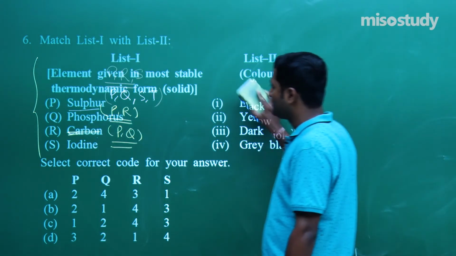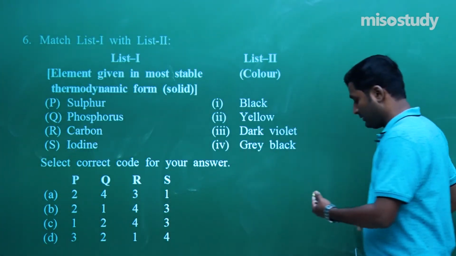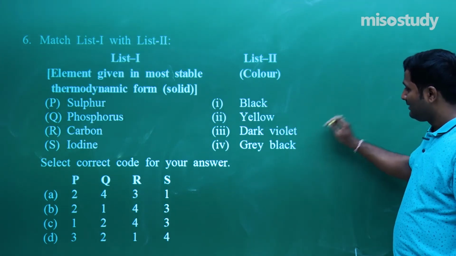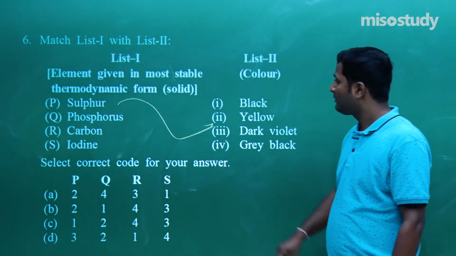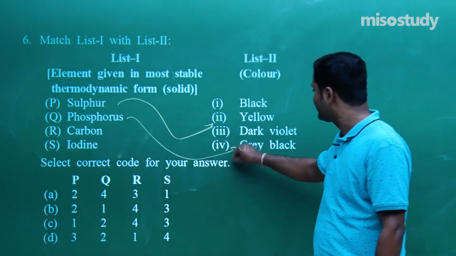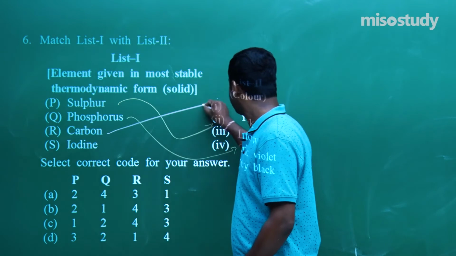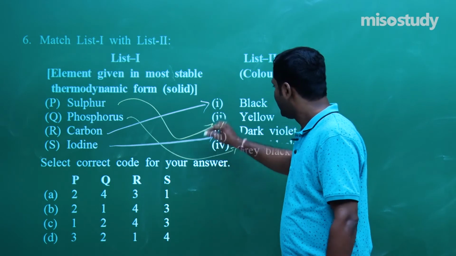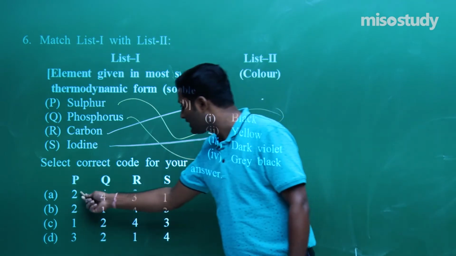This is the matrix match, again the matching type question. Now look here, check out the color. As we know, sulfur has rhombic, that is yellow color. Okay, for P, B is the correct option. For phosphorus, the stable form is gray black. For carbon, that is black. And for iodine we know that is dark violet. Clear to you? So for P, 2 is the correct option.